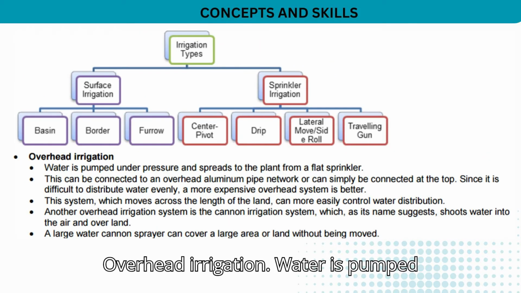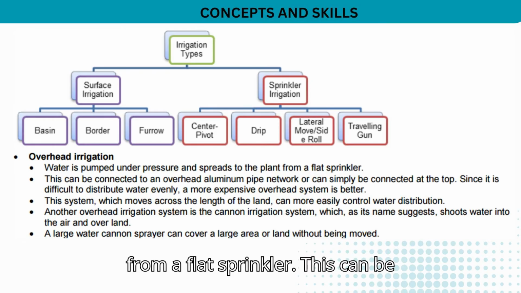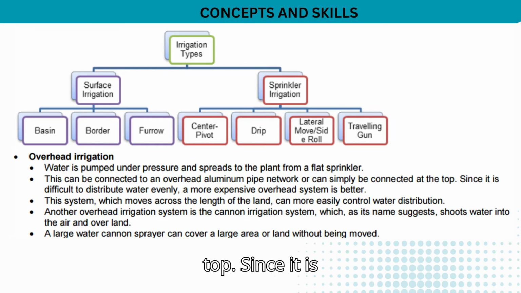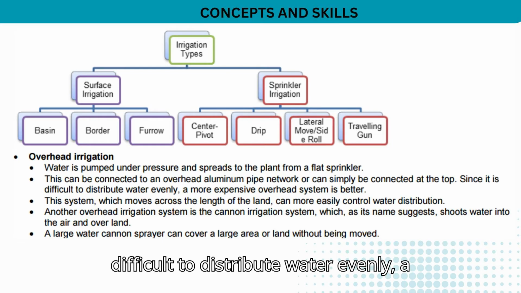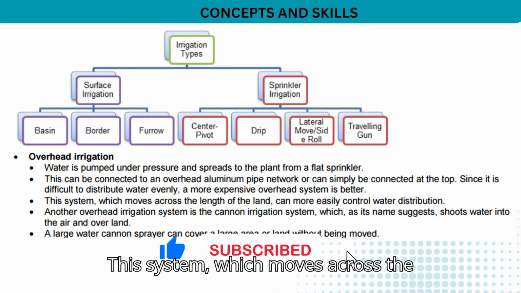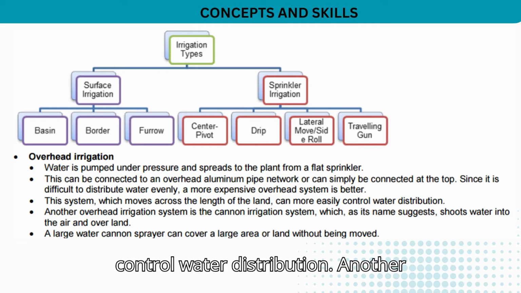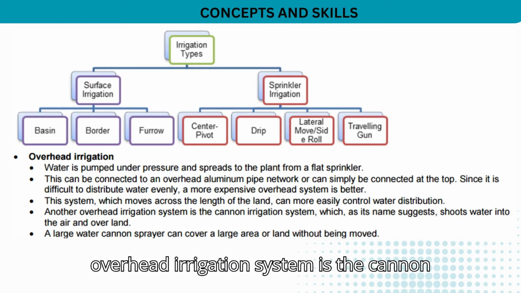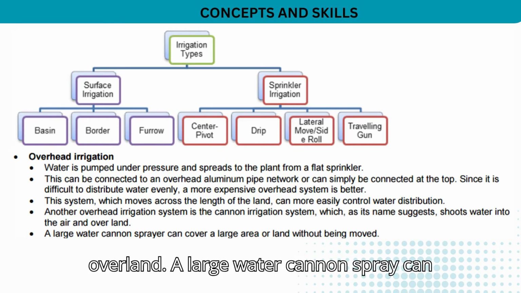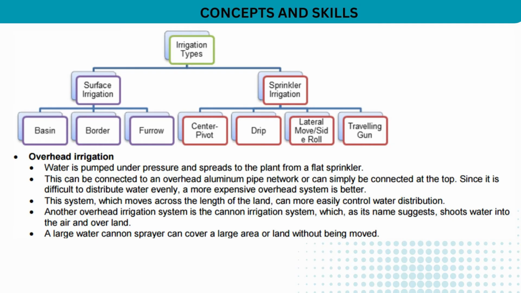Overhead irrigation. Water is pumped under pressure and spreads to the plant from a flat sprinkler. This can be connected to an overhead aluminum pipe network or can simply be connected at the top. Since it is difficult to distribute water evenly, a more expensive overhead system is better. This system, which moves across the length of the land, can more easily control water distribution. Another overhead irrigation system is the cannon irrigation system, which, as its name suggests, shoots water into the air and over land. A large water cannon sprayer can cover a large area of land without being moved.